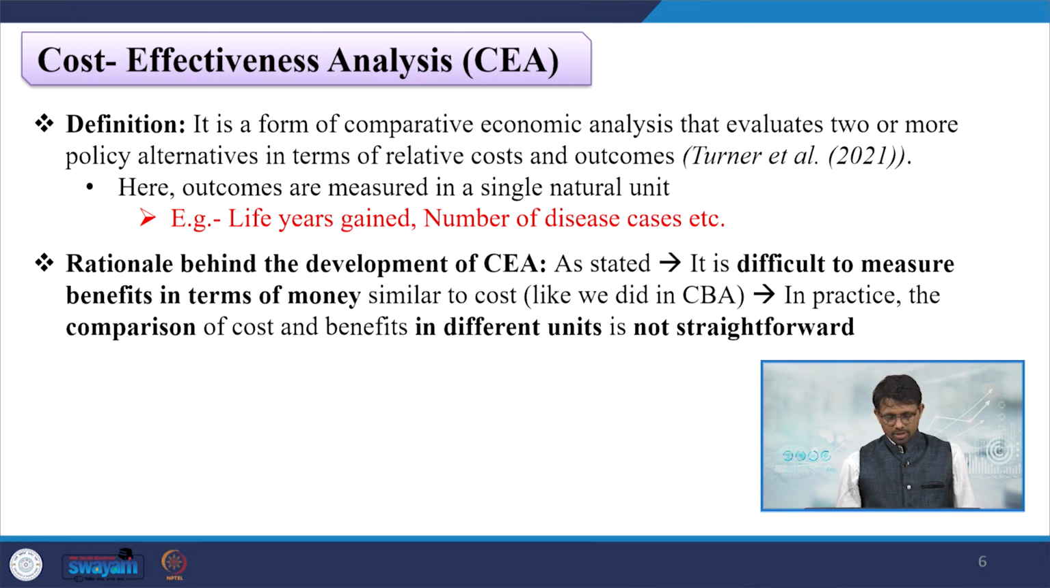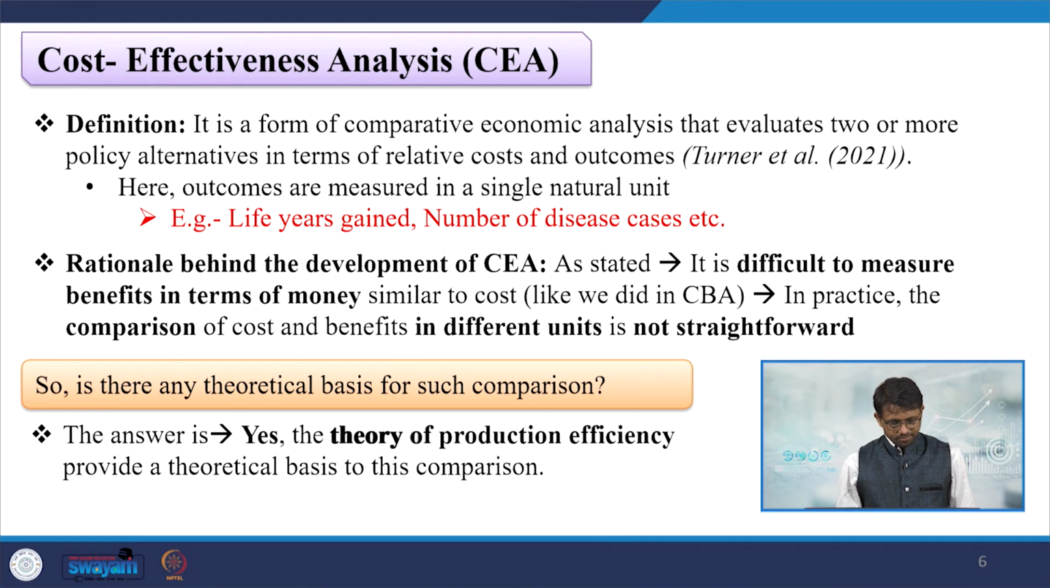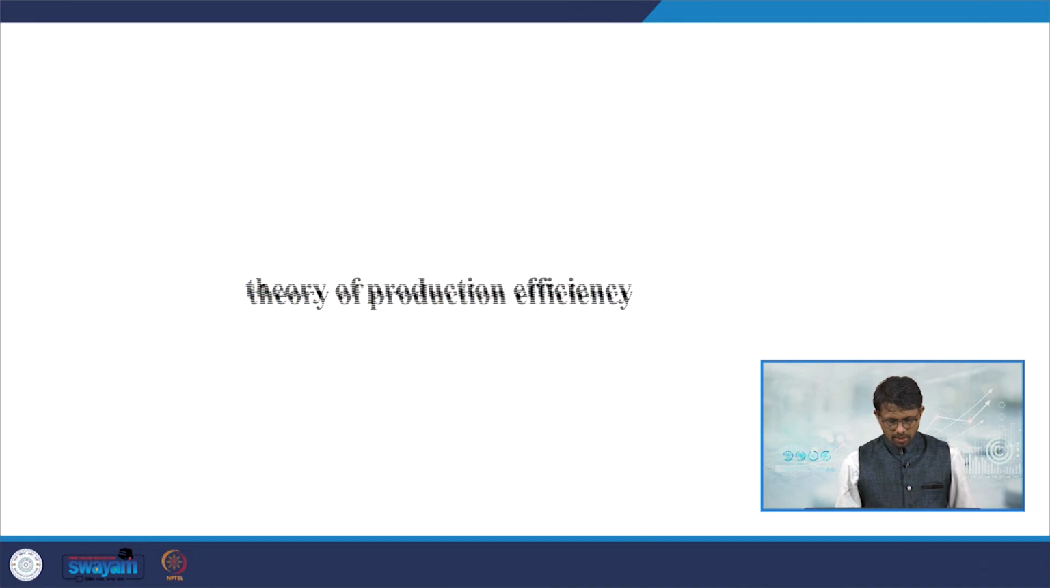The rationale behind this method, as I stated earlier, is that it is difficult to measure benefits in terms of money similar to cost, like we did in CBA. In practice, the comparison of cost and benefits in different units is not straightforward. So, is there any theoretical basis for such comparison? Yes, the answer is yes, because the theory of production efficiency provides a theoretical basis for this comparison.